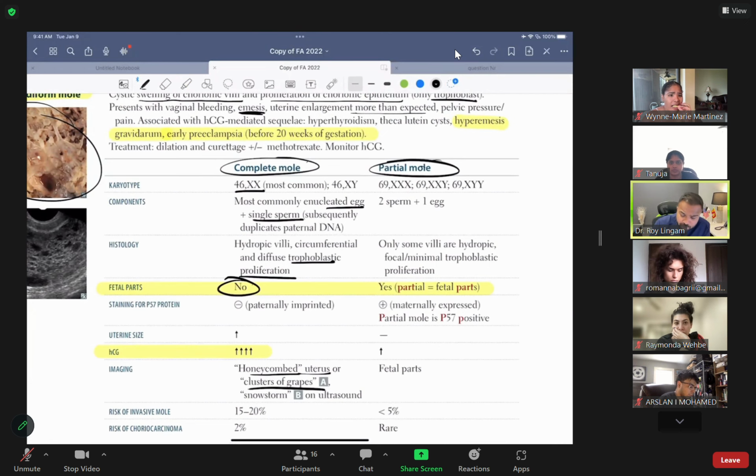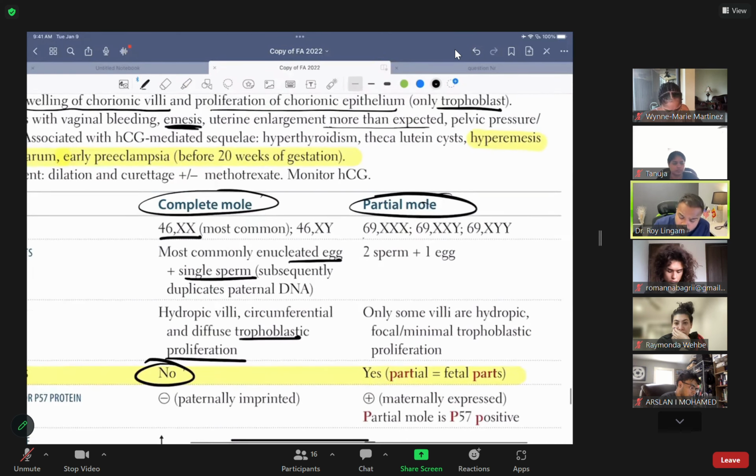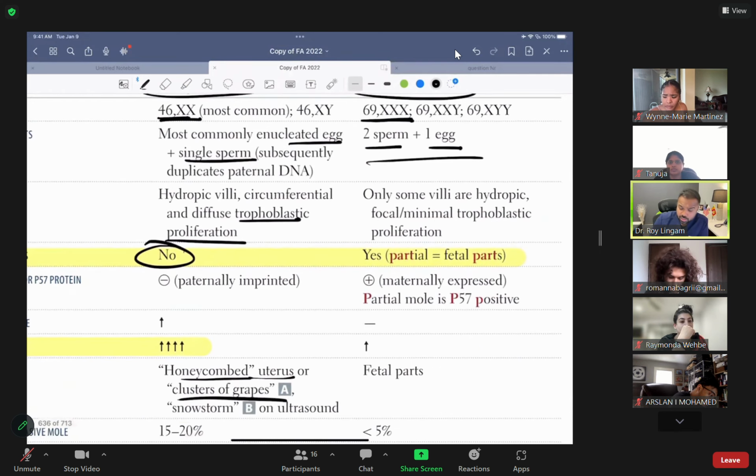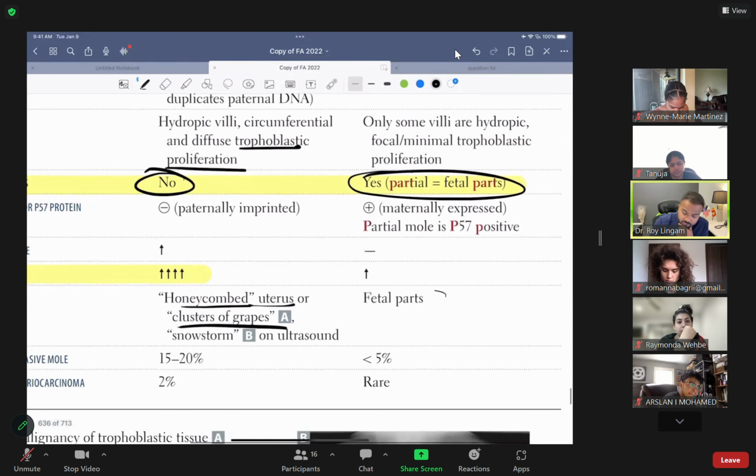Now, let's compare that with the partial mole. Partial mole is 69. So whereas complete 46, this is 69. Why? There is 2 sperm and 1 egg. So that's 23, 23, 23, right? So that's why you get the number 69, folks, okay? So that's that. The best part to get the right answer, fetal parts. When the question tells, they were saying there will be some samples of fetal tissue. The minute you see the fetal parts, that's it. Fetal parts is the key.